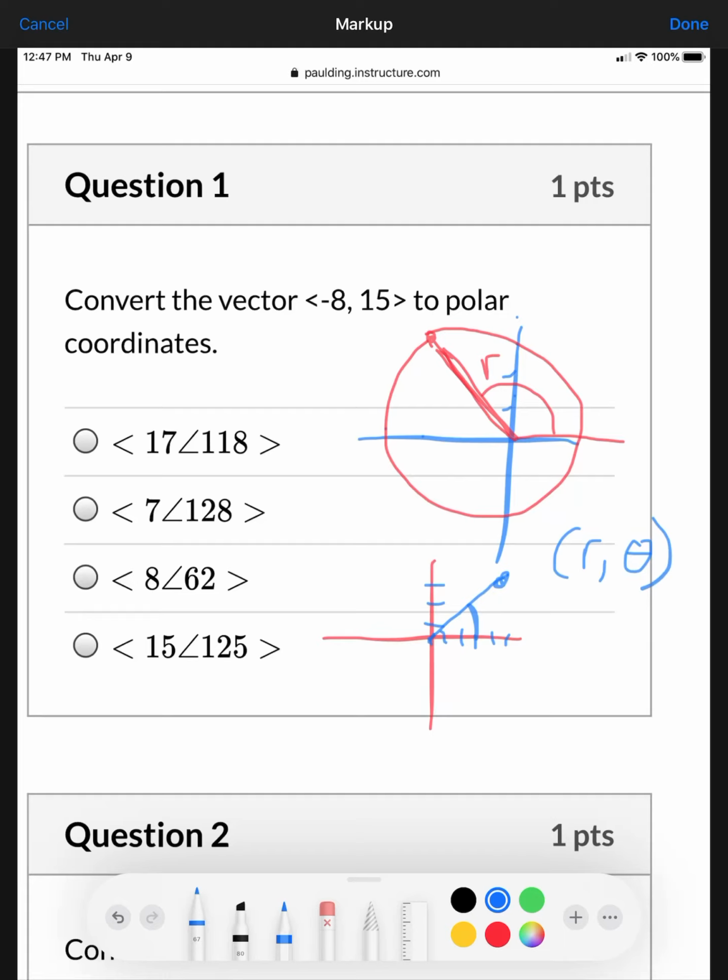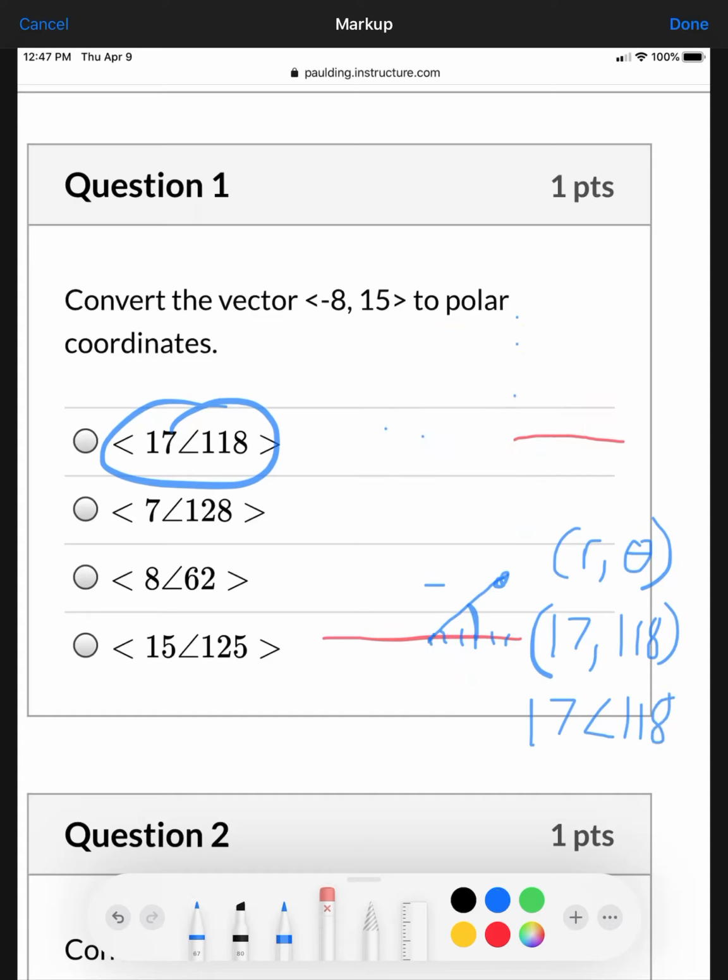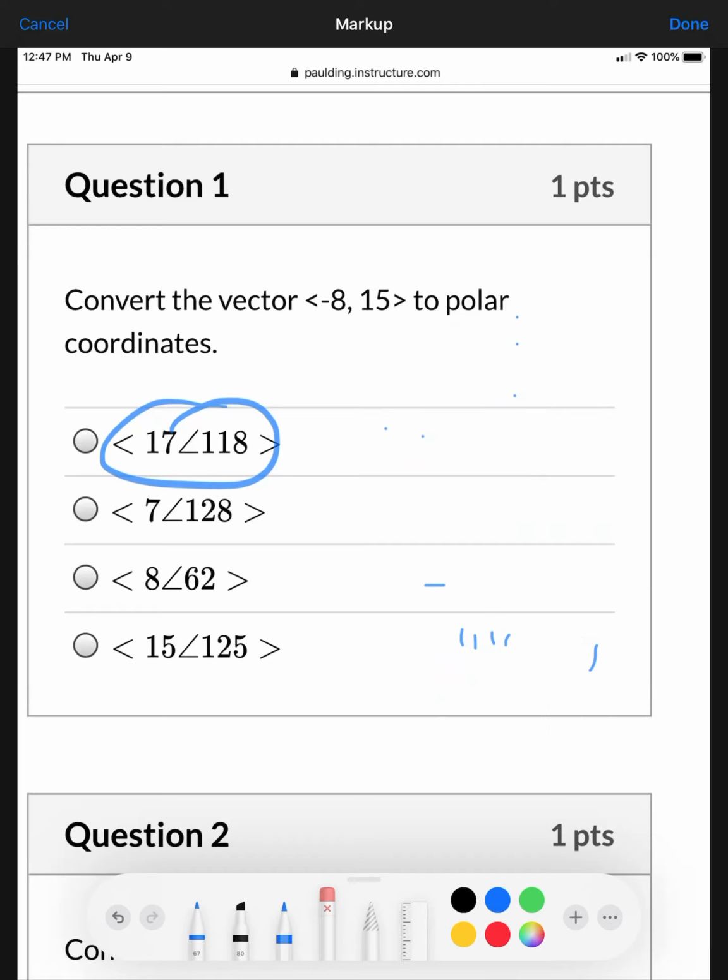And you see it over here in the choices. The first choice, I didn't write it 17, 118. I certainly could have, but I just chose to put 17 angle 118, which is another way to represent your polar coordinates. So let me show you the formulas we need to solve this problem.